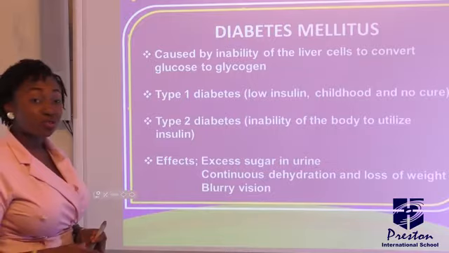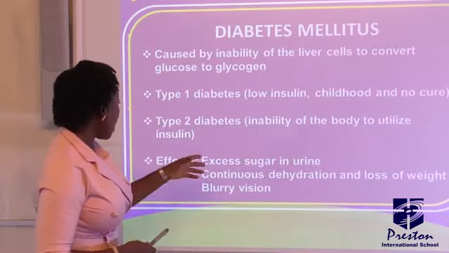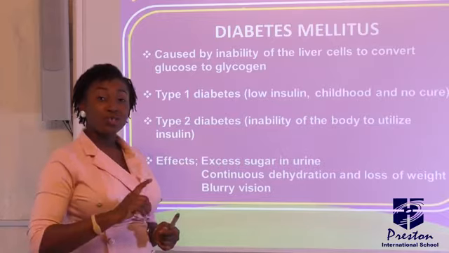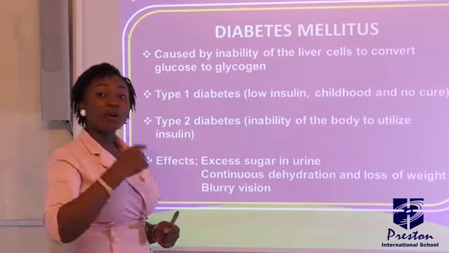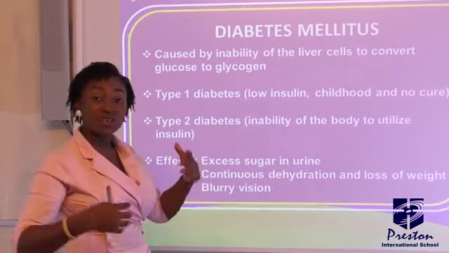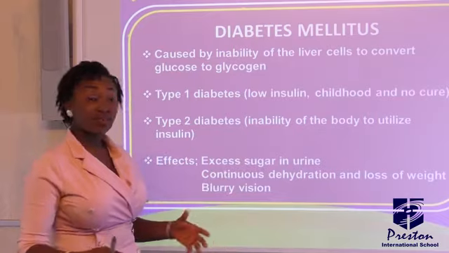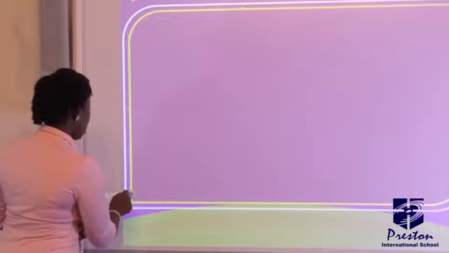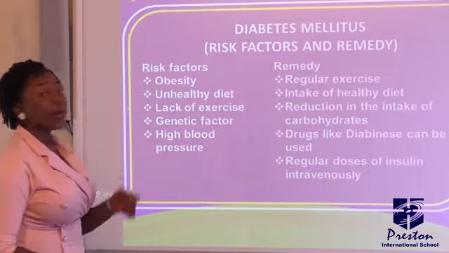Number one is excess sugar in your urine. When they urinate, you notice ants coming around it. Continuous dehydration and loss of weight. Why? Because the glycogen stored in the body cannot be reconverted. Hence, it's the fat stored that will be reconverted for energy, that's for physical activities. At the end of this, all the fats in your body will be lost, and you end up with emaciation. Blurry vision. Anyone suffering from diabetes also experiences blurry vision.